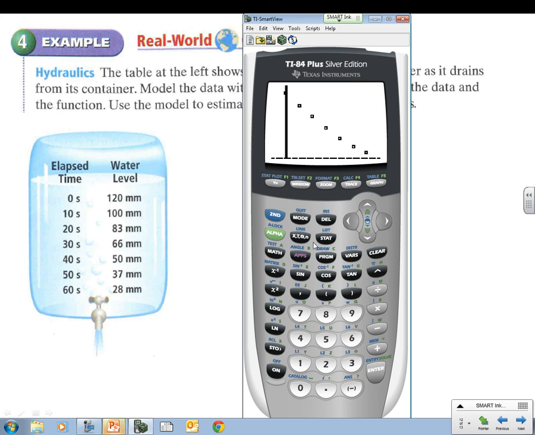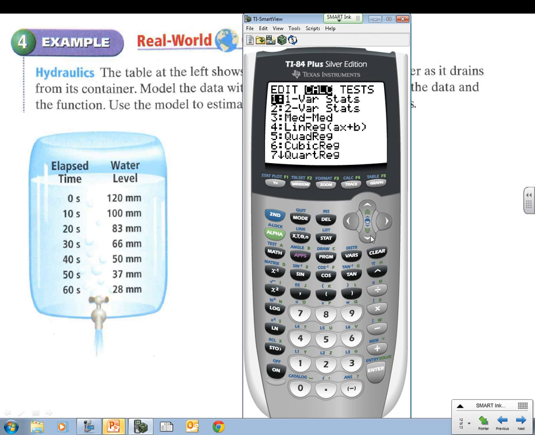Let's go get our equation. So we're going to go over in stat, go over to calc, calculate, and we want a quadratic regression. By the way, if I just hit the number 5, it'll go straight to quadratic regression. Okay, hit enter. There are my numbers: 0.009, -2.1, and 120.